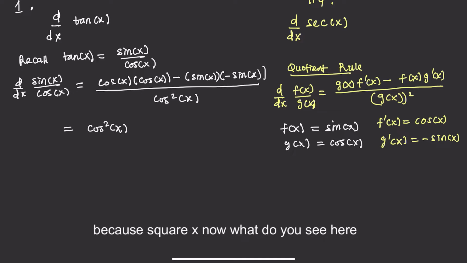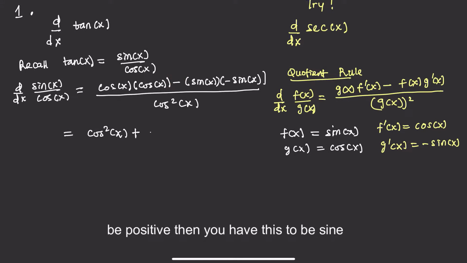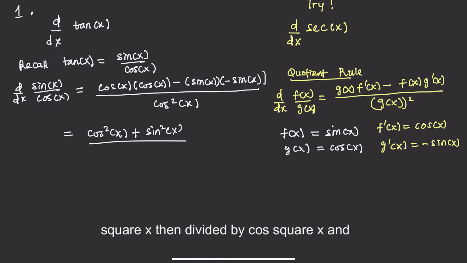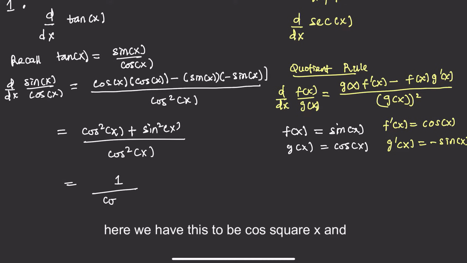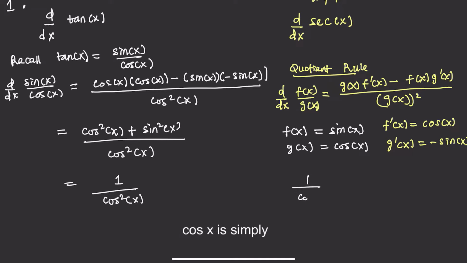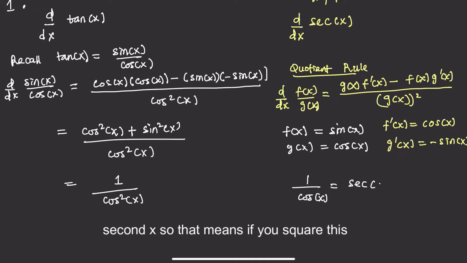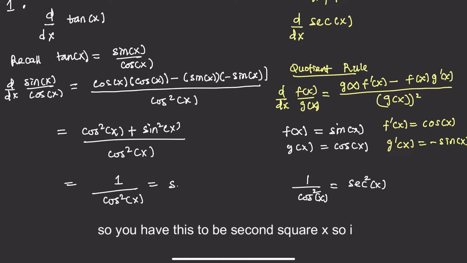Now what do you see here? You have a negative, which means you have this to be positive. Then you have sine square x divided by cos square x. And we can remember that sine square x plus cos square x is 1 from trig identity. Then here we have cos square x. And what is 1 divided by cos x? 1 divided by cos x is simply secant x. So if you square this, you have secant square x.